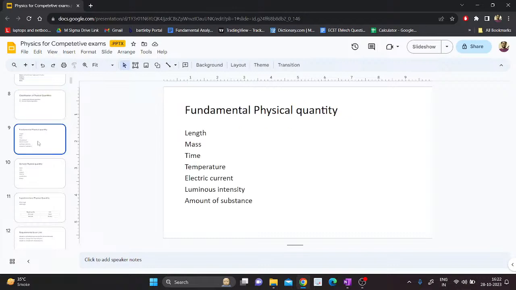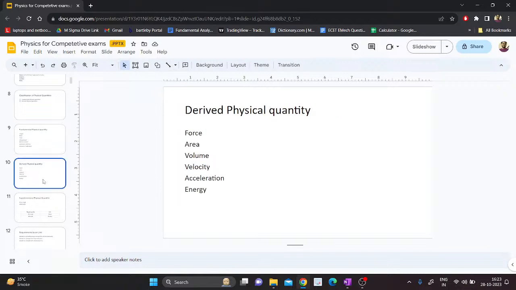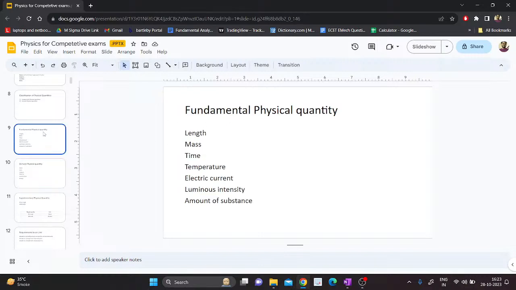If you see slide number 9, length, mass, time, temperature, electric current, luminous intensity, amount of substance, all these terms are put into the category of fundamental physical quantities. And if you see these terms, force, area, volume, velocity, acceleration, energy, all these are called derived physical quantities. Can you understand the difference between the both? So if you see, every derived physical quantity can be written as a combination of fundamental physical quantities.